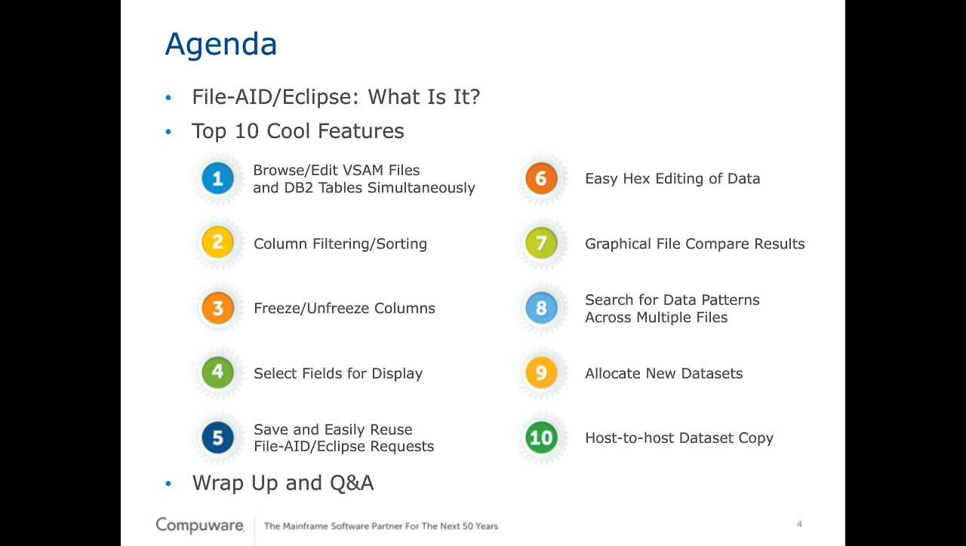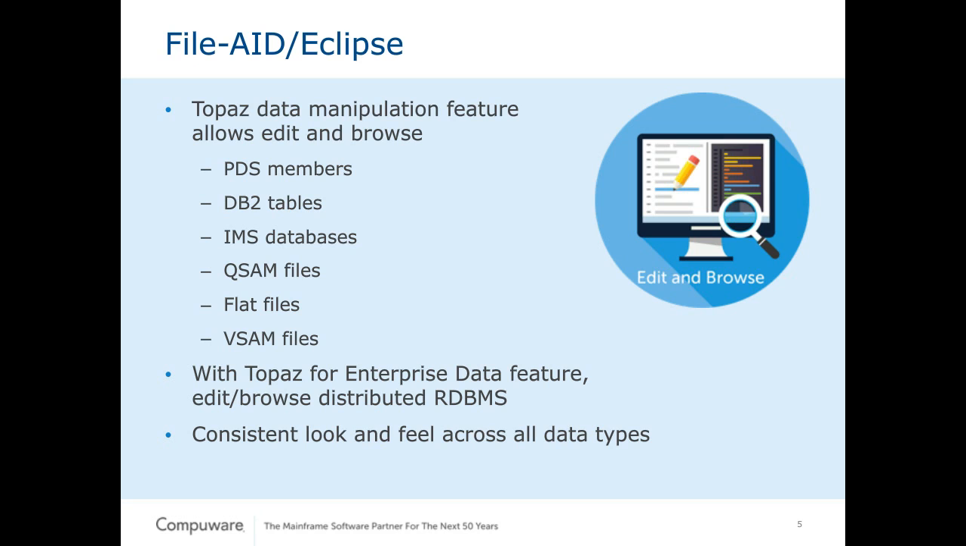So what is File-AID Eclipse? Topaz data manipulation features allow us to edit and browse multiple file types: PDS members, DB2 tables, IMS databases, QSAM files, flat files, VSAM files, all of those standard mainframe data types that we're working with. Within the Topaz for Enterprise Data feature, we can also edit related database information. Data is data is kind of our mantra there, so it gives us a consistent look and feel across all of the different data types.